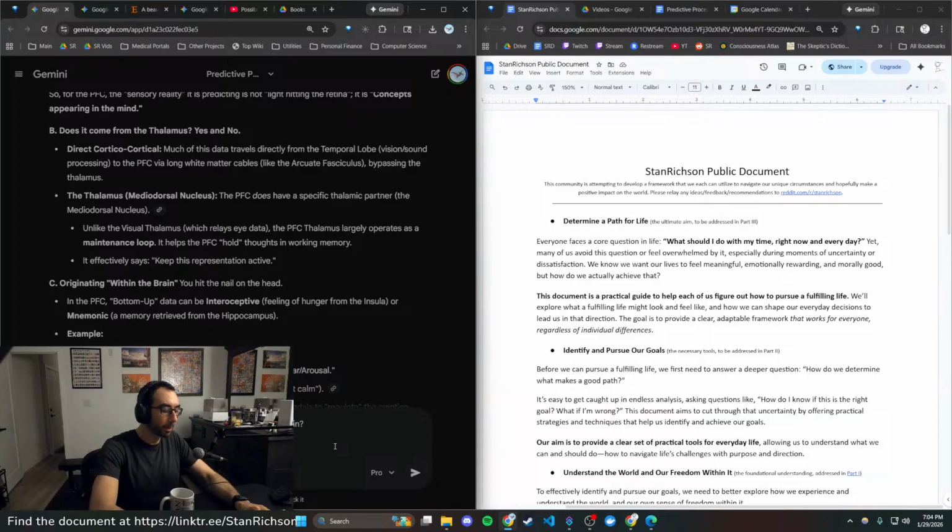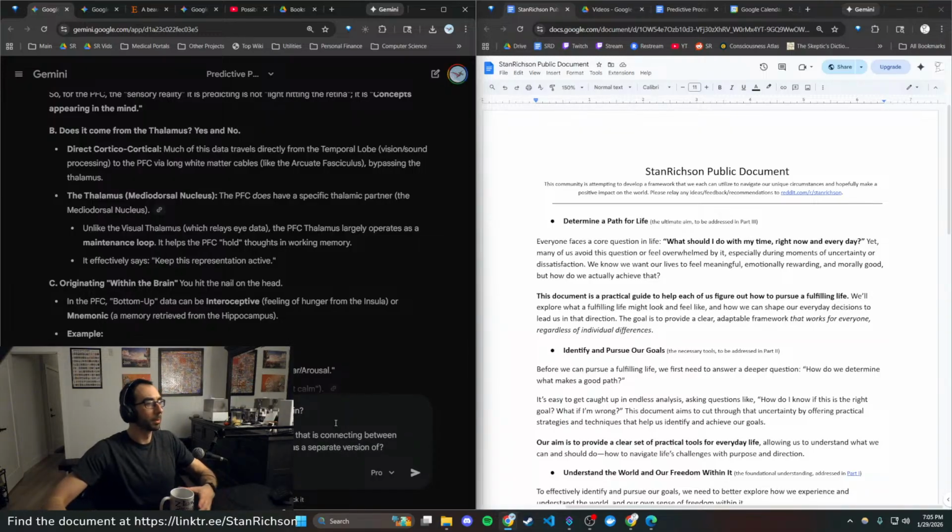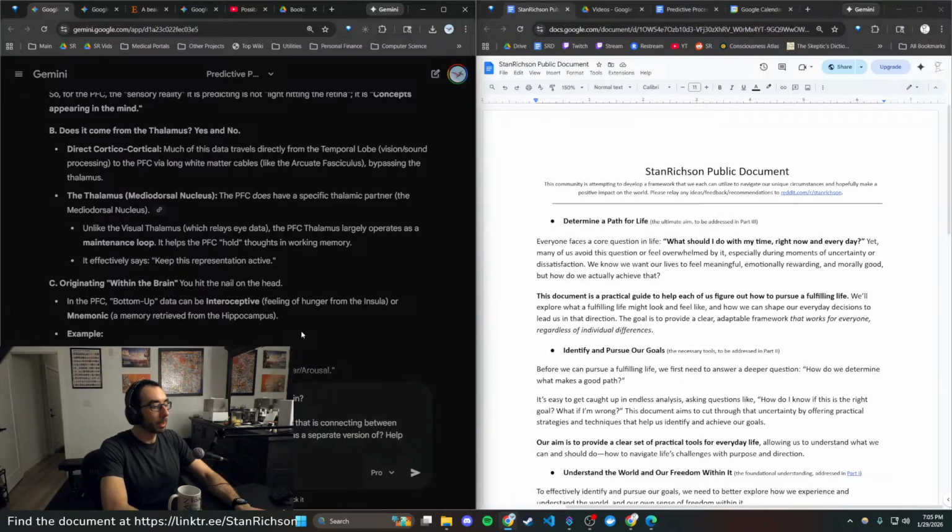Okay, now I have to ask, when we talk about thalamus, are we talking about something that is connected between cortices, or something that each cortex has a separate version of? Help me relate this to the global workspace.